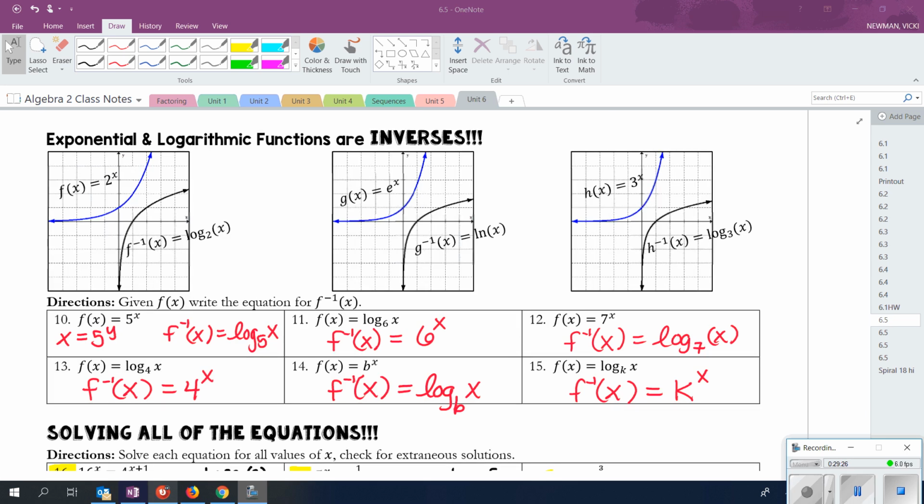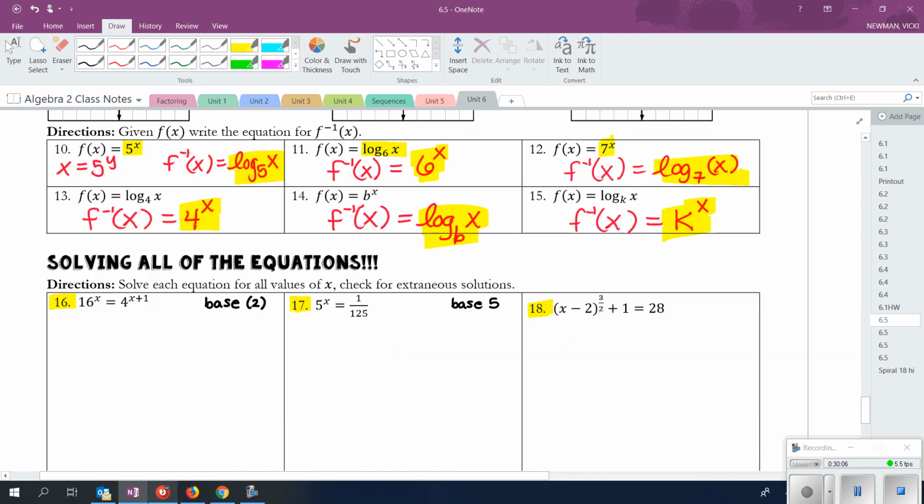Okay, so we know that exponentials and logs are inverses. So you can see in this little example here, 2 to the x, log base 2 of x. e to the x, ln of x. 3 to the x, log base 3 of x. 5 to the x, log base 5 of x. Log base 6 of x, 6 to the x. 7 to the x, log base 7 of x. Log base 4, 4 to the x. b to the x, log base b. Log base k of x becomes k to the x, sorry, I said that wrong. It's hard to say this really fast.